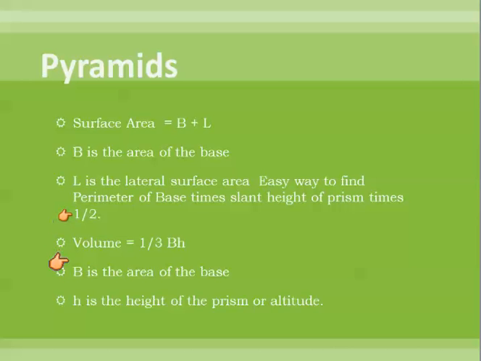The volume is 1/3 of the base times the height. So 1/3 of the area of the base times the height of the pyramid. Now this height is the altitude. This goes from that vertex, that very top point, down to the base, making a 90-degree angle with the base. Okay? So these are slightly different measurements that I should be able to figure out and should be able to remember from when we went through them in the unit.